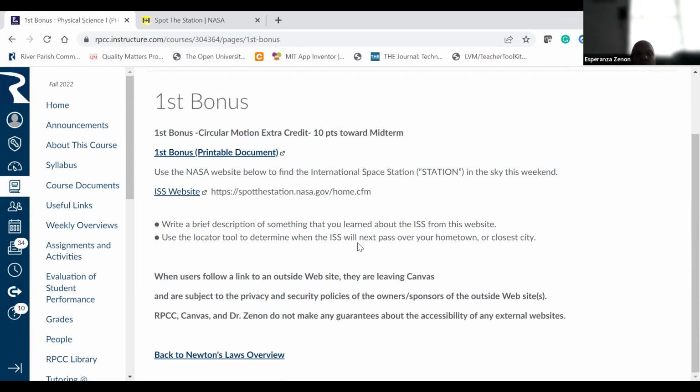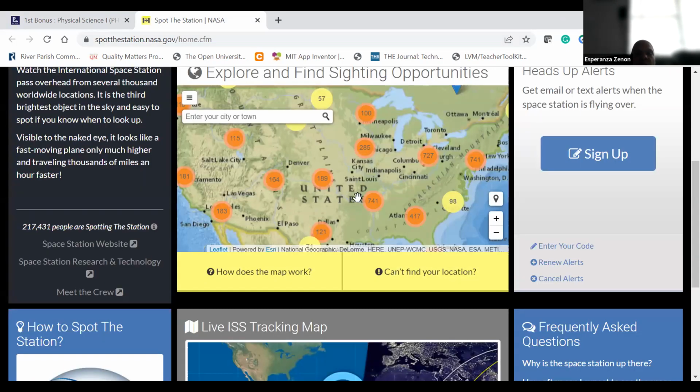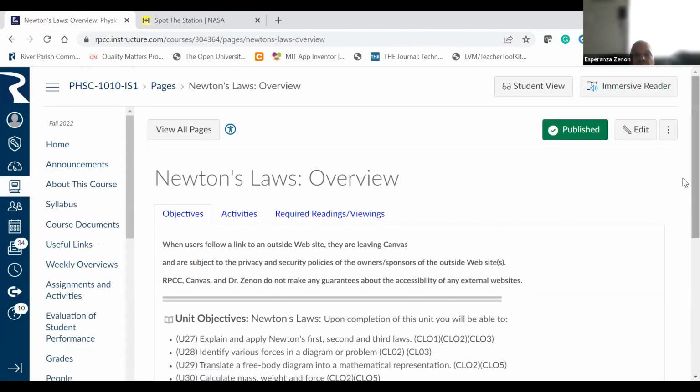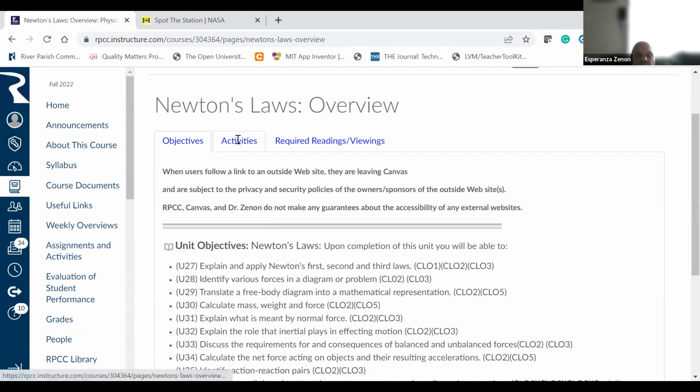You put the closest, biggest city to you if you're a small town, and see when is the International Space Station going to be passing in your area, and you share that information as well. So those two things: something that you learned about the International Space Station, and when is it going to pass over your hometown or closest city. You write up those two things in a document, email me the document, and then that's worth 10 bonus points toward the midterm. Okay. All right. So that takes care of that.